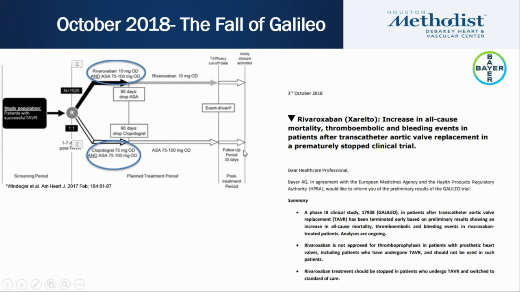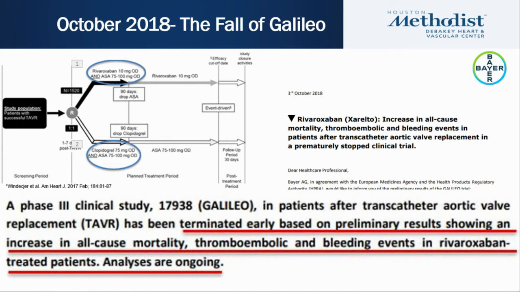In October, Bayer issued this statement saying that the trial was terminated early based on the preliminary results showing an increase in all-cause mortality, thromboembolic and bleeding events in the rivaroxaban-treated patients, and that the analysis was ongoing.